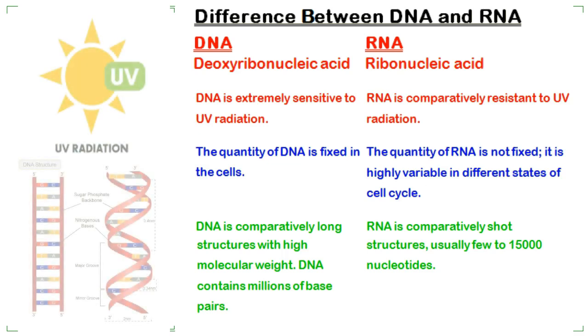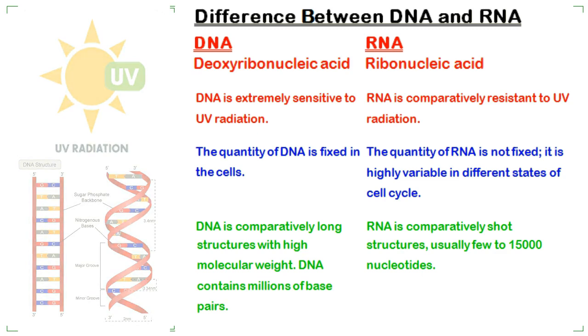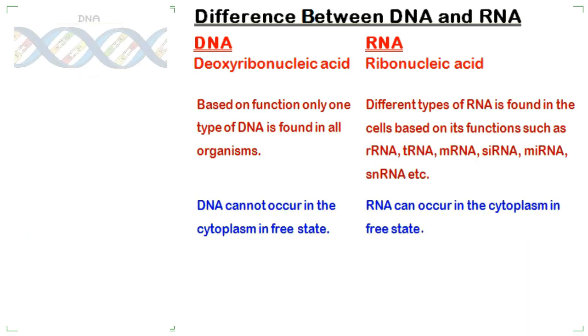DNA is extremely sensitive to UV radiations, while RNA is comparatively resistant to UV radiations. The quantity of DNA is fixed in the cells, while the quantity of RNA is not fixed. It is highly variable in different states of cell cycle. DNA is comparatively long structures with high molecular weight. DNA contains millions of base pairs, while RNA is comparatively short structures, usually few to 15,000 nucleotides.